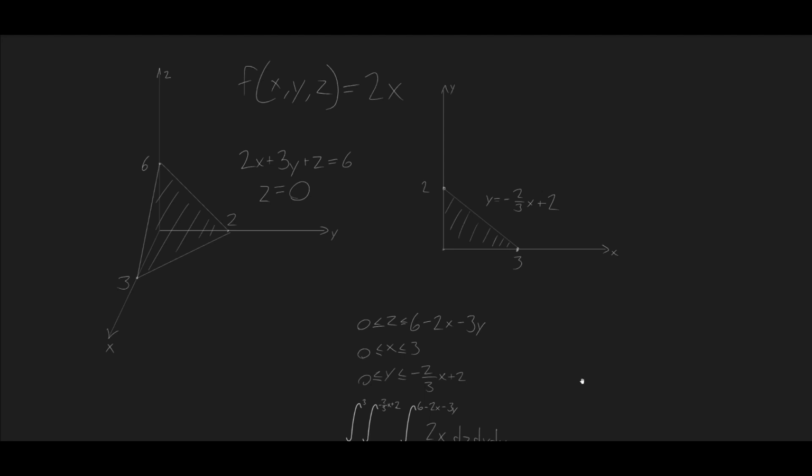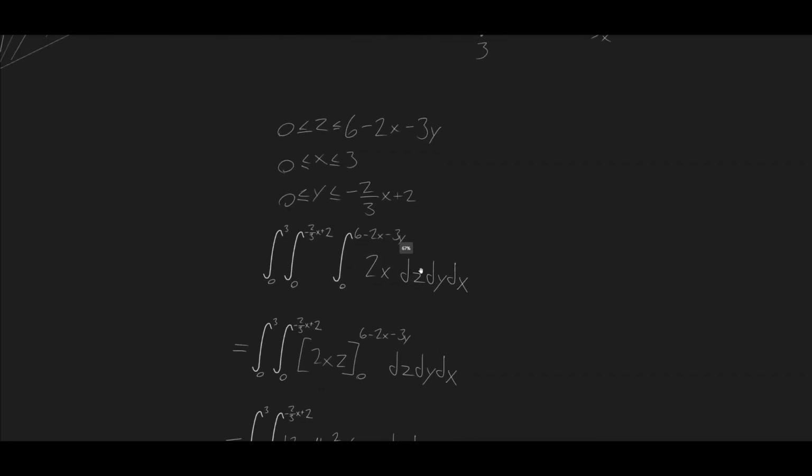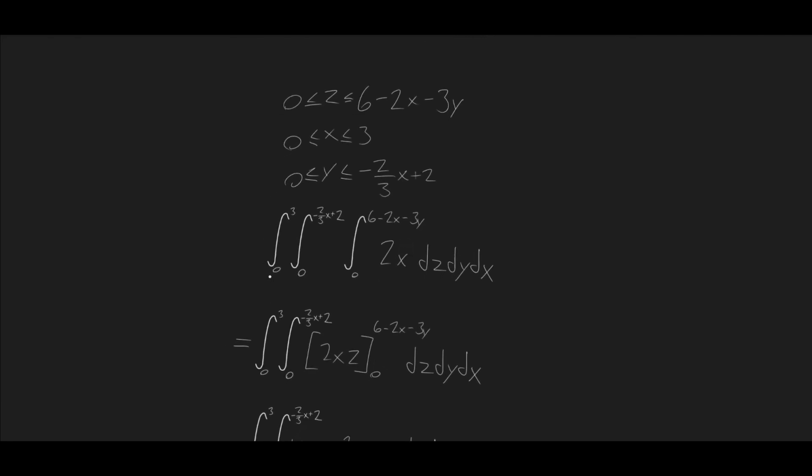And so now that we have the bounds on x, y, and z, we can define our triple integral like this. So on the outside, we have x, because x has the constants. The second integral is going to be integrating for y from 0 to minus 2 over 3x plus 2. And on the third integral, we're going to be integrating z from 0 to 6 minus 2x minus 3y. And the function that we're integrating, f, is going to be 2x.